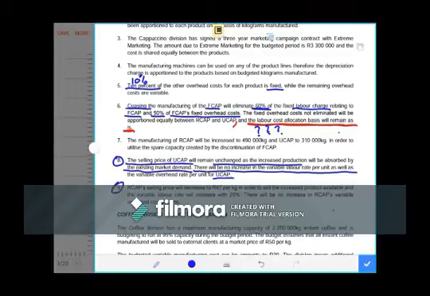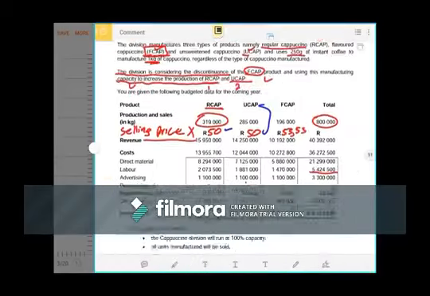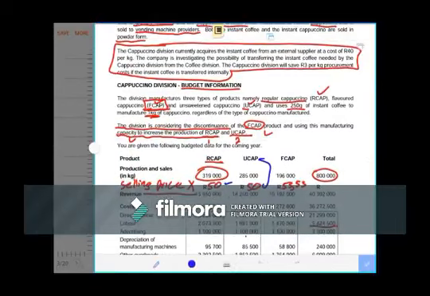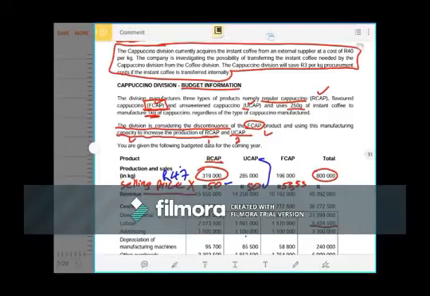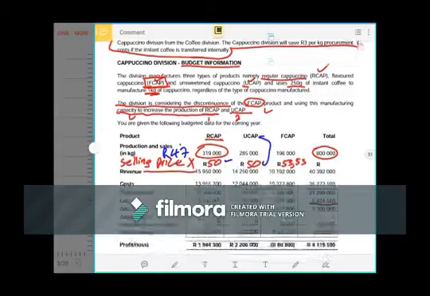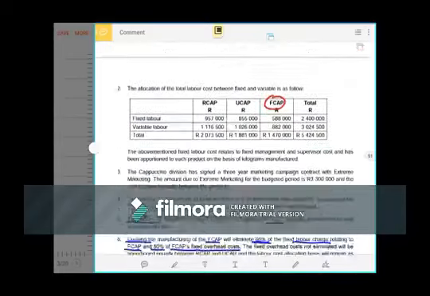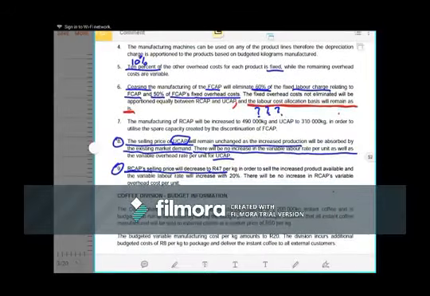Number nine says RCAP, or this was UCAP, unflavored, this is now flavored cappuccino. Flavored cappuccino selling price will decrease to 47 rand. Remember, it was 50 rand before as we calculated. So now they say this will go down to 47 rand, no longer 50 rand, because of this discontinuation. And this will be a decrease of the selling price by 3 rand only, 50 to 47, 3 rand difference when we are using the shortcut method.